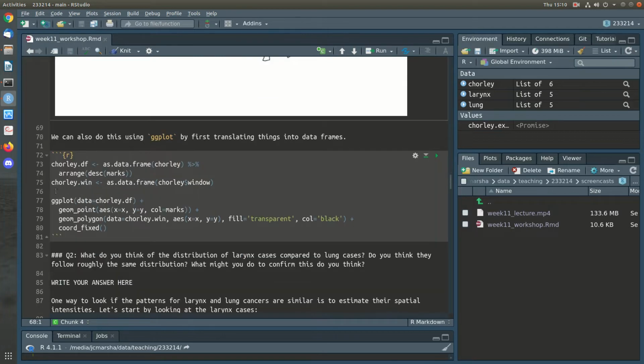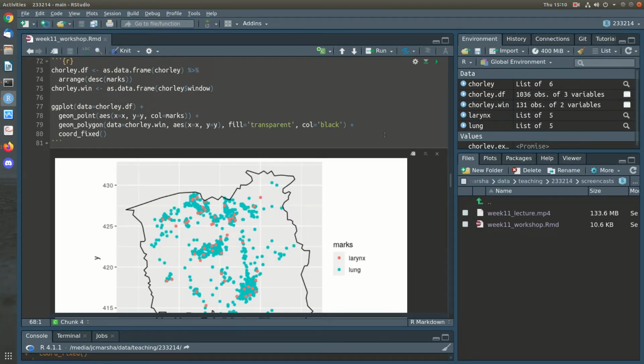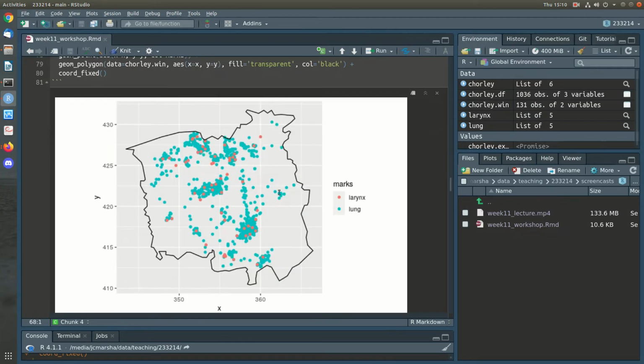You can use ggplot as well. The key thing to do is to convert everything to a data frame first. So if you're familiar with ggplot, then you can use those tools. I typically use ggplot because I like a little bit more control over the plots, and also a little bit more consistency from plot to plot. And so that's the same thing with ggplot.